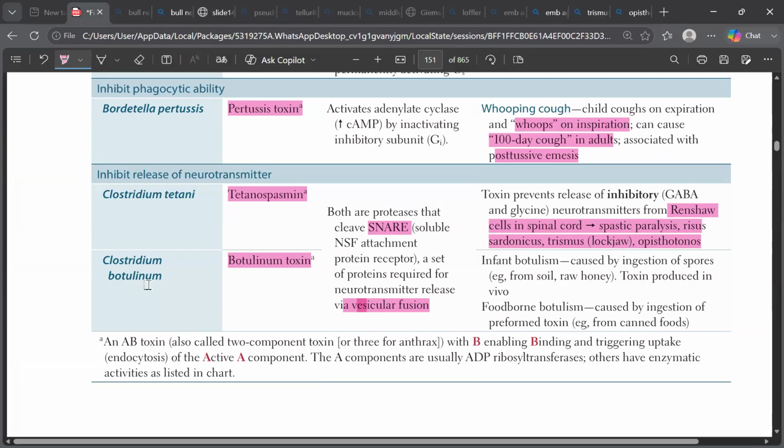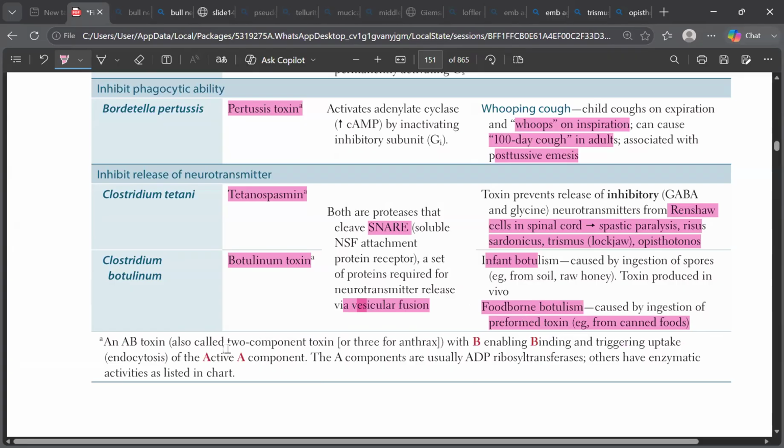Then we have Clostridium botulinum. It causes infant botulism, which is caused by ingestion of spores, for example from soil or raw honey, and toxin produced in vivo. And then we have foodborne botulism, caused by ingestion of preformed toxins from canned food. Okay, so it is causing botulism either way, infant botulism and foodborne botulism.